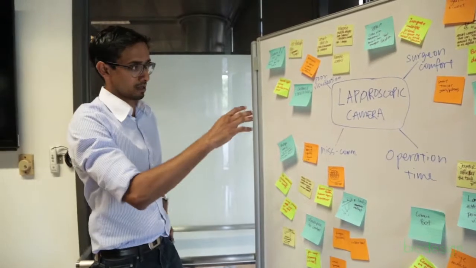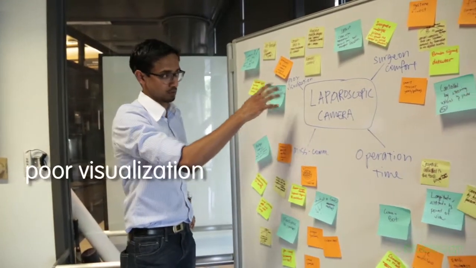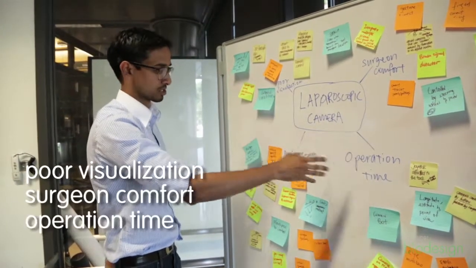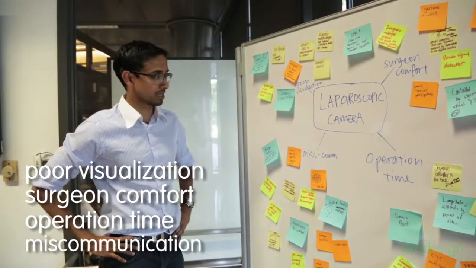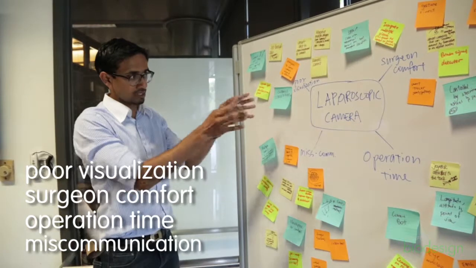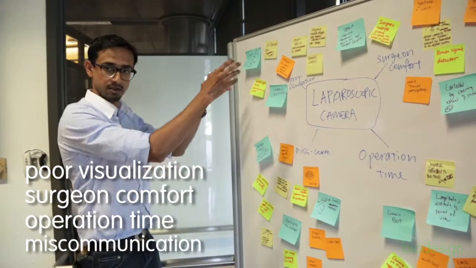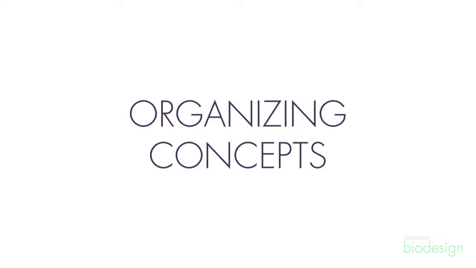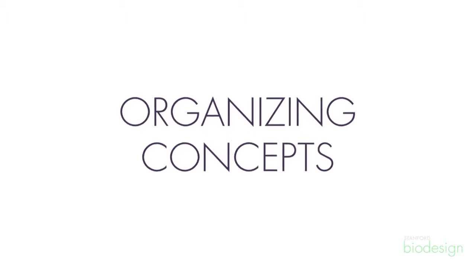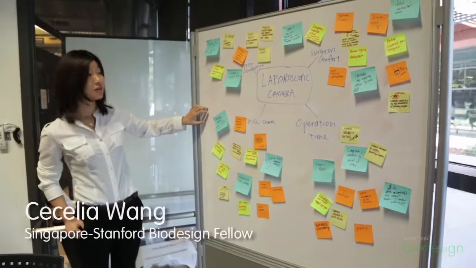And we identified 4 types of problems, which is poor visualization, surgeon comfort, operation time, and miscommunication between surgeon and the person holding the camera. And from these 4 problems, we then brainstorm solutions for this. In brainstorming, you really want to have a lot of concepts and then filter down later on. This is how the layout of our first round of brainstorming looks like.